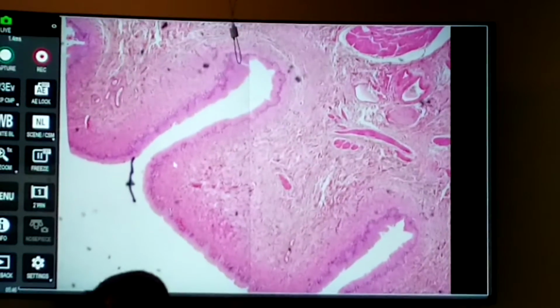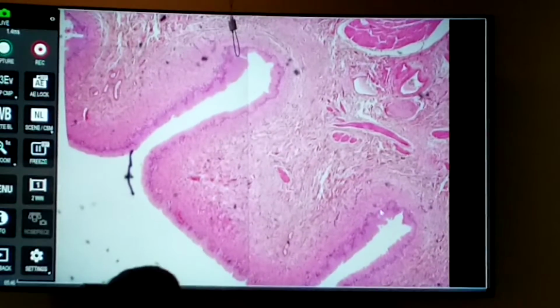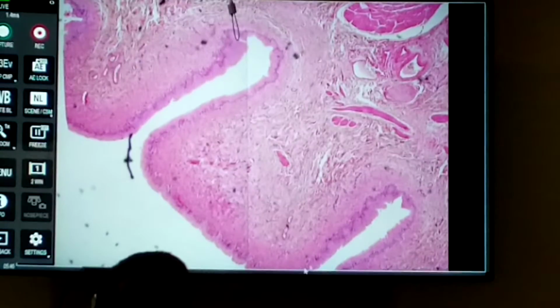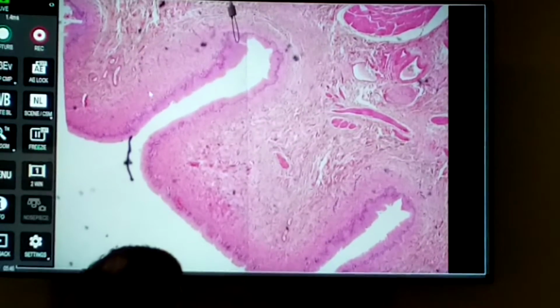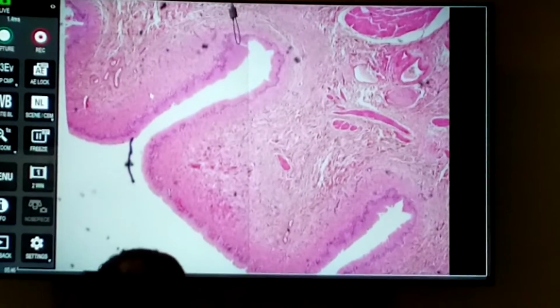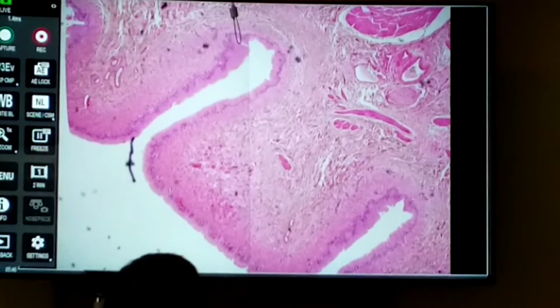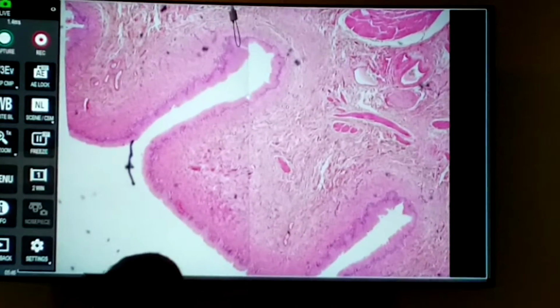Here's what I mean by folds. You see the surface tissue is forming these peaks and valleys here? This is equivalent to rugae, because what's happening is that this cavity or space is contracted, it's not distended. Once this bladder fills with urine, you lose these folds. The epithelium becomes thinner.